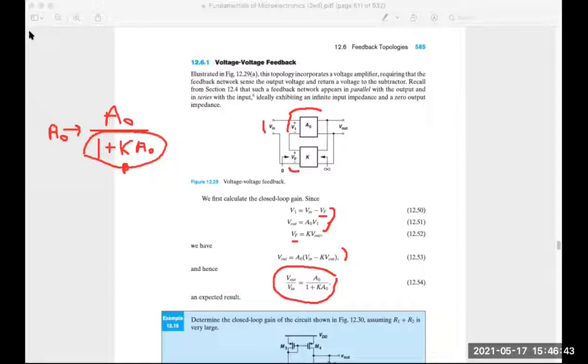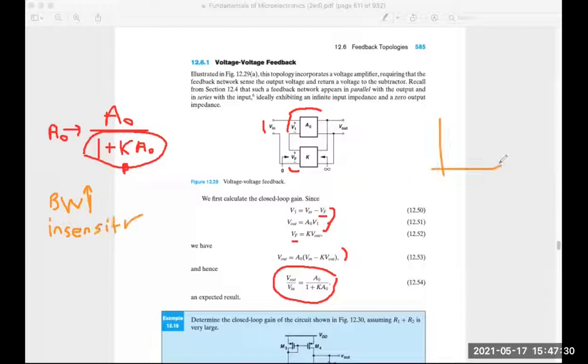Why is it beneficial? Can you tell me why it is beneficial to apply feedback? There are 3 reasons. We can increase the bandwidth. Perfect. One of them is boosting bandwidth. And we don't want a huge change to the output. That's why we don't want a huge A0. Perfect. We call this insensitivity.